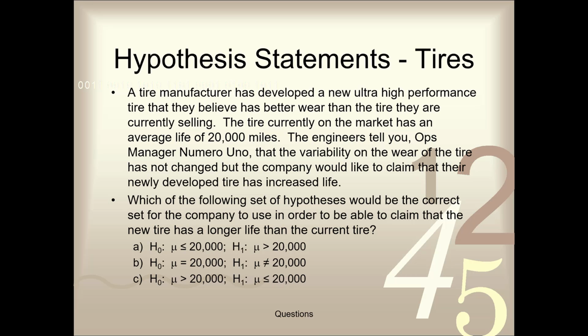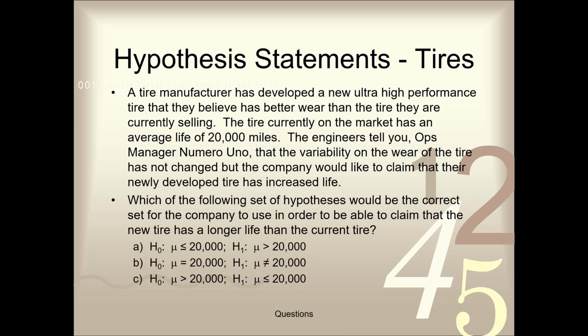Okay, let's look at another problem. A tire manufacturer has developed a new ultra-high performance tire they believe has better wear than the tire they are currently selling. The tire currently on the market has an average life of 20,000 miles. The engineers tell you that the variability on the wear of the tire has not changed, but the company would like to claim that their newly developed tire has increased life.